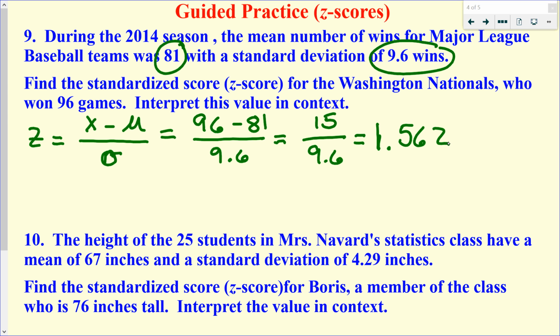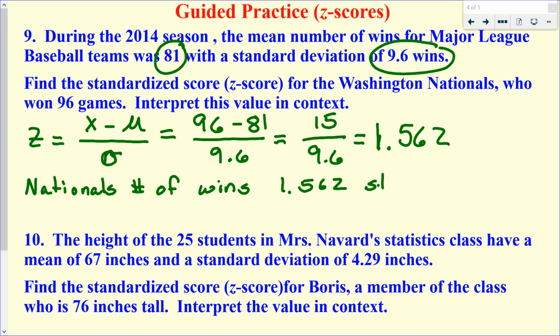1.562. So what this is telling us is the Nationals' win total, the Nationals' number of wins, is 1.562 standard deviations above the mean.